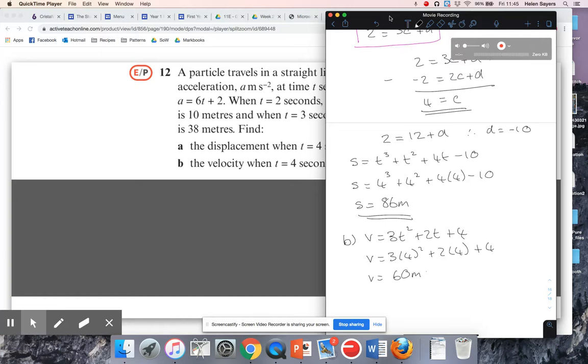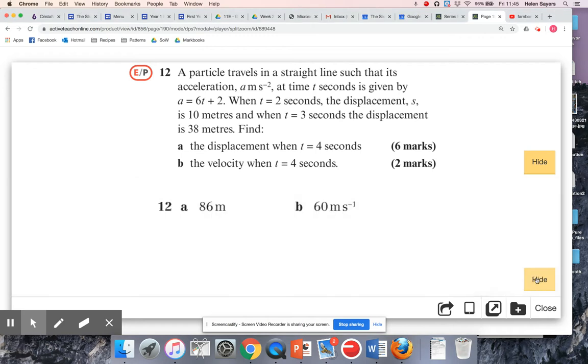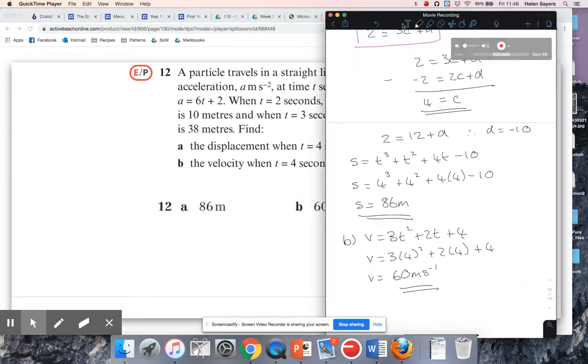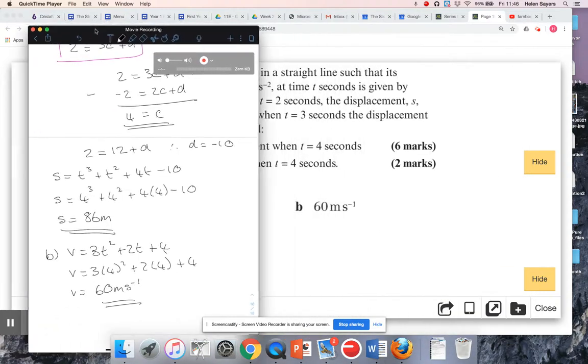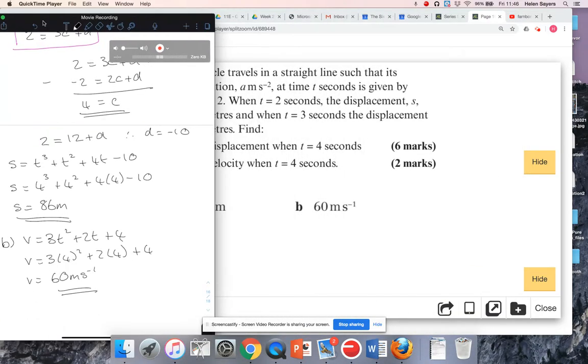60 meters per second. That's the nice thing about exam questions. Let's just check those answers, 60 and 86, lovely. The good thing about exam questions is you might be expecting part B to be harder than part A, but then when you see it's only 2 marks, you know it should be something relatively straightforward.